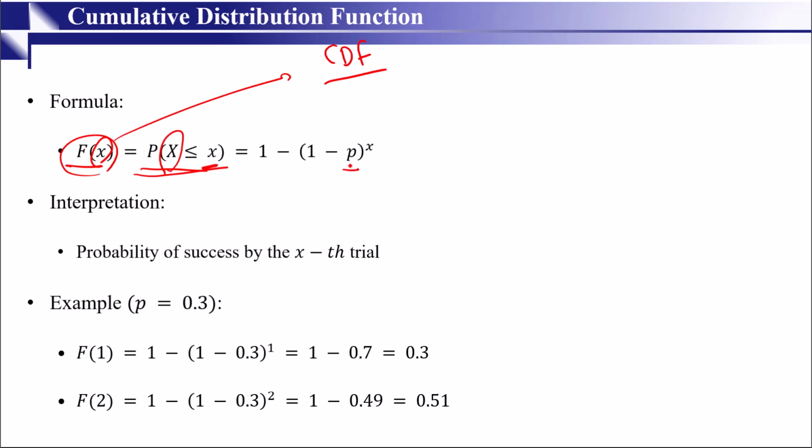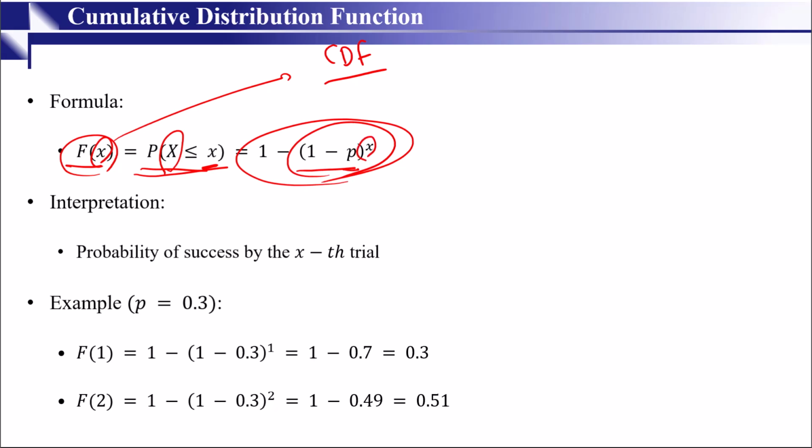Then here we have p. This is the probability of success on each trial. 1 minus p is probability of failure on each trial. (1 - p)^x: this term represents the probability of having x failures. And this all together gives the probability of achieving at least one success by the xth trial.